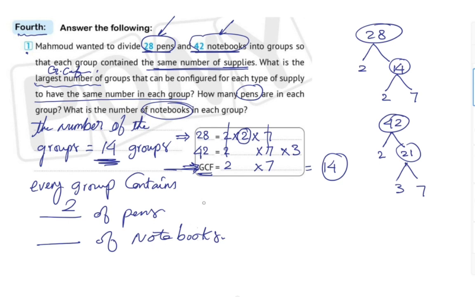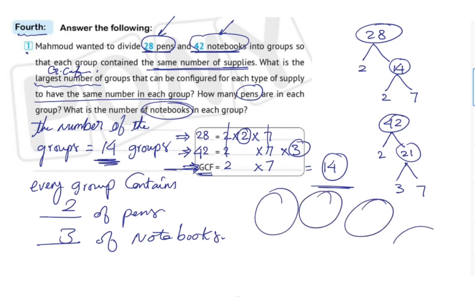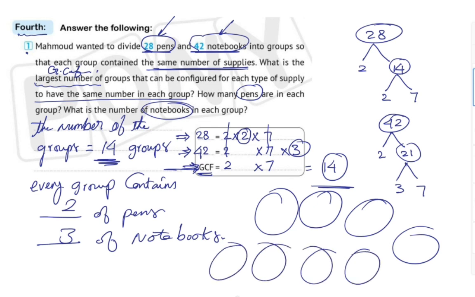And how many notebooks? Look here at the factorization of 52. I take 2 and 7, so you have 3 notebooks. So you have 14 groups. Each group contains 2 pens and 3 notebooks. So you have 1, 2, 3, 4, 5, 6, 7, 8, 9, 10, 11, 12, 13, 14 groups. Each of these groups contains 2 pens and 3 notebooks, and so on.